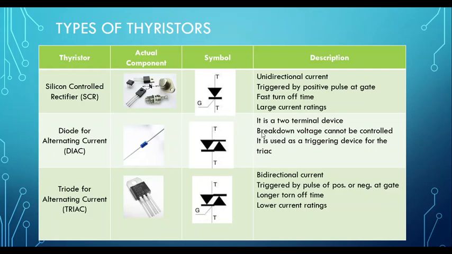Okay, for the diac, it is a two-terminal device, that is why its form is like this. And then the breakdown voltage cannot be controlled. Unlike in the triac, where you can control the voltage through the gate. While here, you cannot control. Whatever the voltage limit is, that is the voltage of the diac.